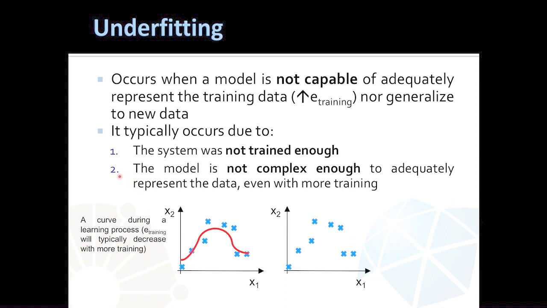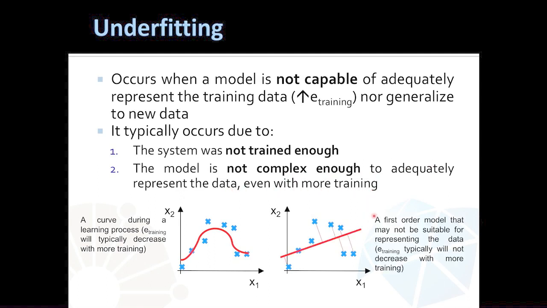The second situation is when the model is not complex enough to adequately represent the data even with more training. In this example, we have a first-order model that may not be suitable for representing the data. The training error typically will not decrease with more training because the model is not complex enough to represent the concept.